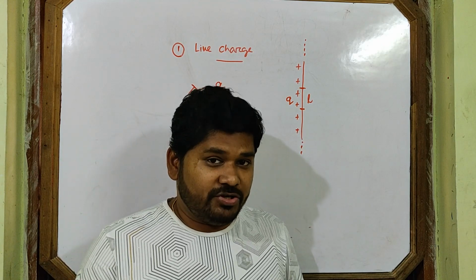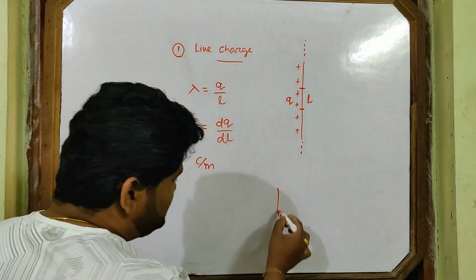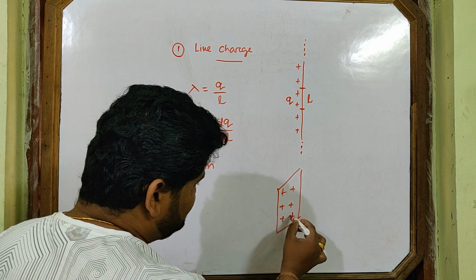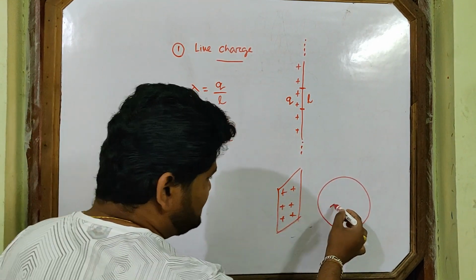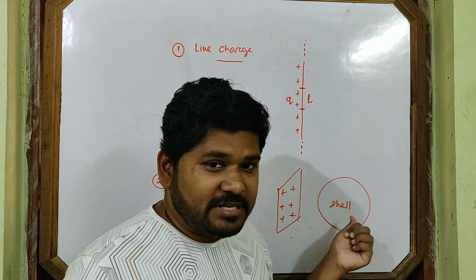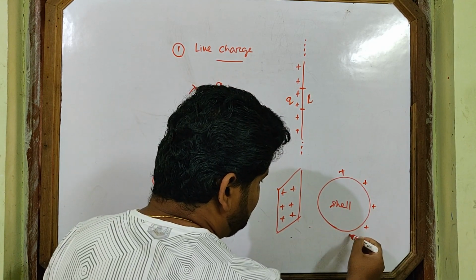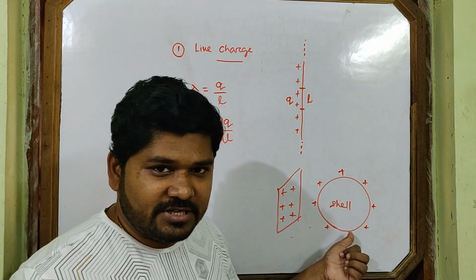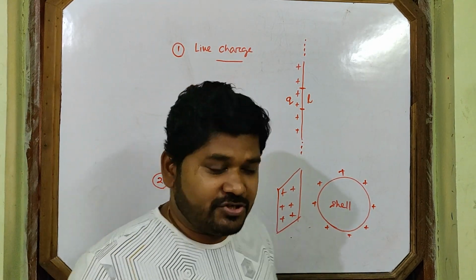Now we come to two dimension, means surface distribution of charge. How will the charge distribute on a surface? You see, this is a charge sheet, a plane sheet of charge, or this is a spherical cell. Remember, inside the cell is hollow. Here charges remain on the surface of the cell. Is it clear? So here it is surface distribution of charge, means two dimension.